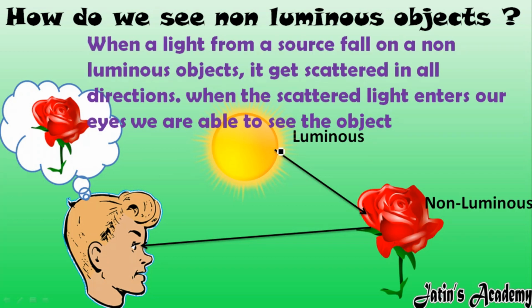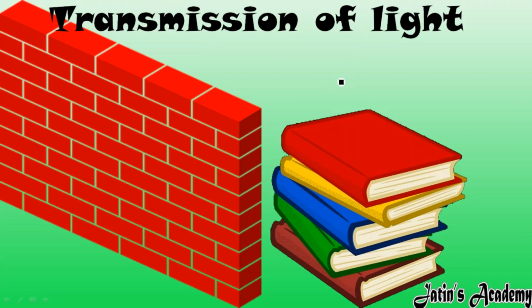So here we have the definition. When the light from a source of light, for example a luminous body, falls on a non-luminous object, it gets scattered in all directions. One of the light rays, when it enters our eye, shows us the image of that non-luminous object in our mind. That is why we are able to see the non-luminous objects present in our surroundings.